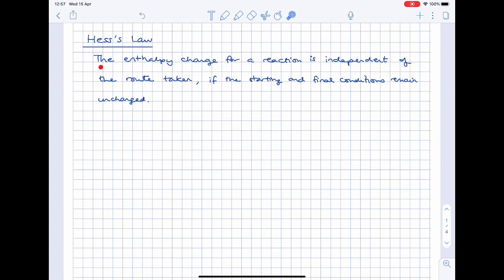Hess's law states that the enthalpy change for a reaction is independent of the route taken. So that means it's not dependent on the route taken. And this is true if the starting and final conditions remain the same, so if the temperature and the pressure, etc., haven't changed during the reaction. We can understand this idea by looking at an enthalpy profile.